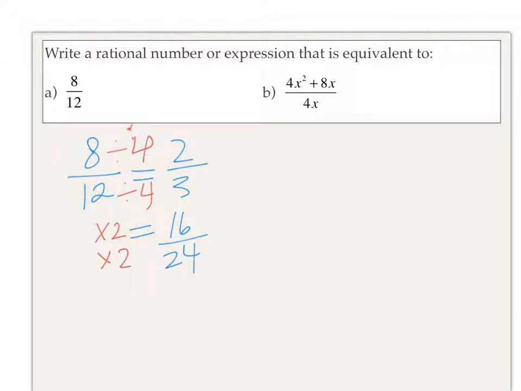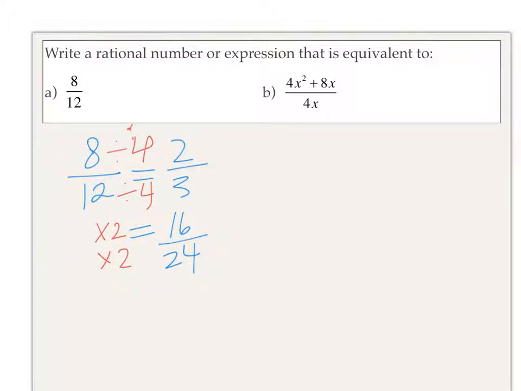Okay? As long as you're doing the same thing to the top as you are to the bottom, you're going to end up with an equivalent expression. So I could times the entire 8 over 12 by 7, and I would get an equivalent expression. But as long as I do it to the top and the bottom. Is everyone okay with that?